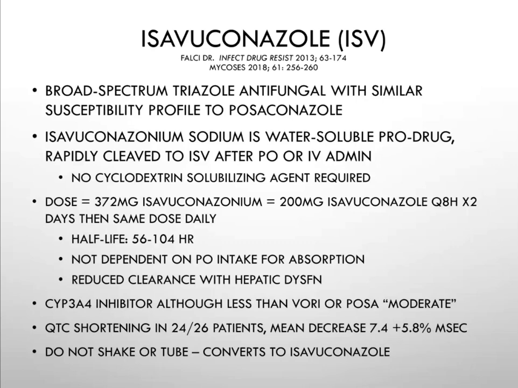It's a CYP3A4 inhibitor, although less so than Voriconazole or Posaconazole. It's considered a moderate CYP3A4 inhibitor, so more like fluconazole. This is a potential niche, especially if you have an investigational drug that is contraindicated in combination with potent 3A4 inhibitors. It has a modest QTc shortening effect, which makes it different from the other azoles, so we're less concerned about it in patients who have QTc prolongation to begin with. We don't want to shake or send this via tube, as that could cause the prodrug to convert to isavuconazole pre-administration.